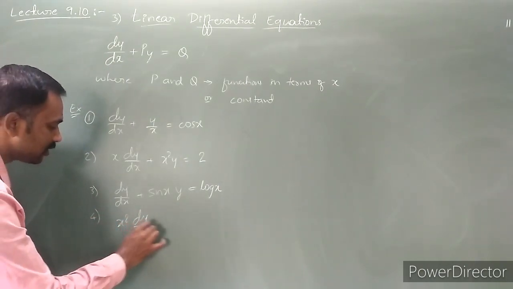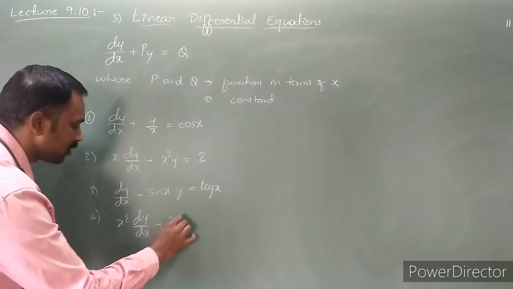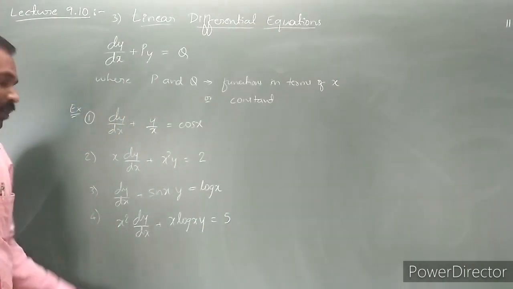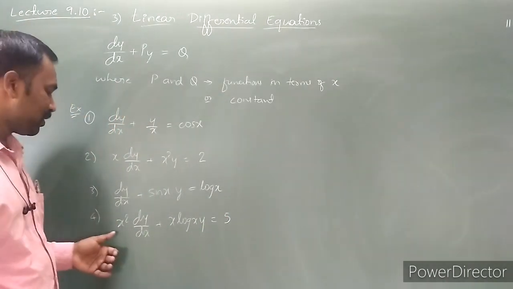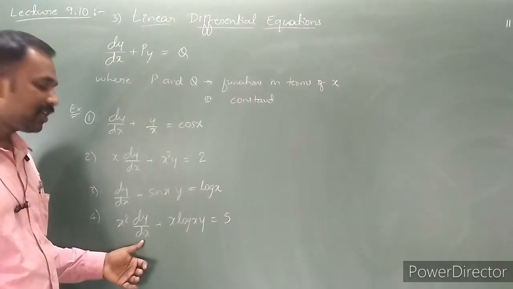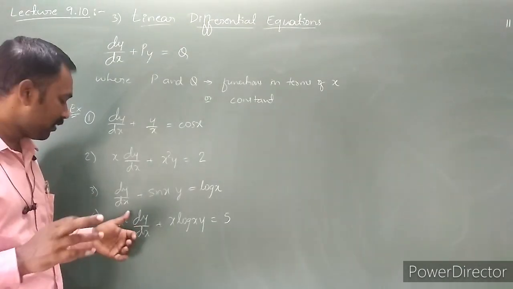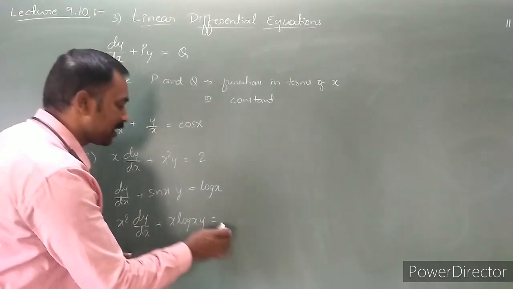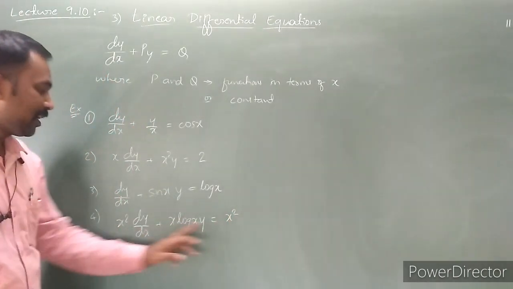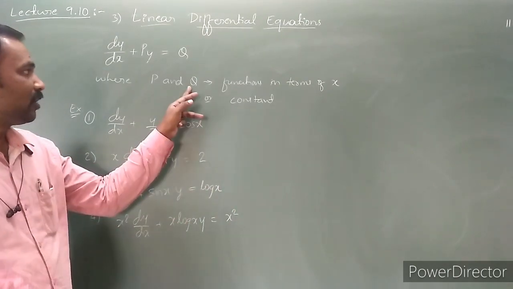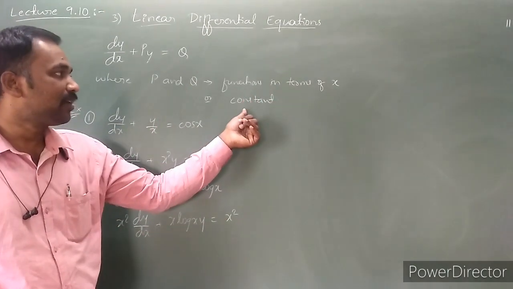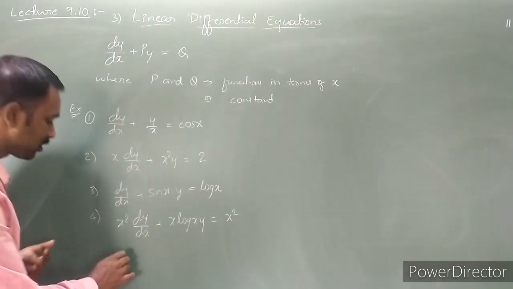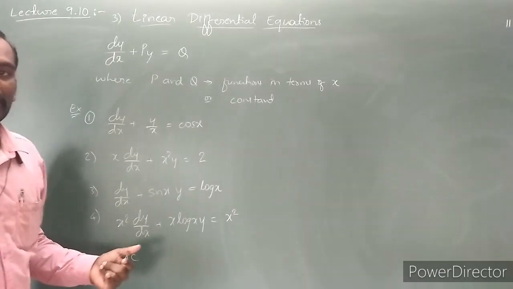x square into dy by dx plus x into log of x into y is equal to 5. This is also a linear differential equation. So here the dy by dx coefficient should be 1, so dividing through by x square we will get the answer. Dividing through by x square, here 1 means the q value is 1, which is nothing but either a constant or a function in terms of x. These are all particular examples of the linear differential equation.